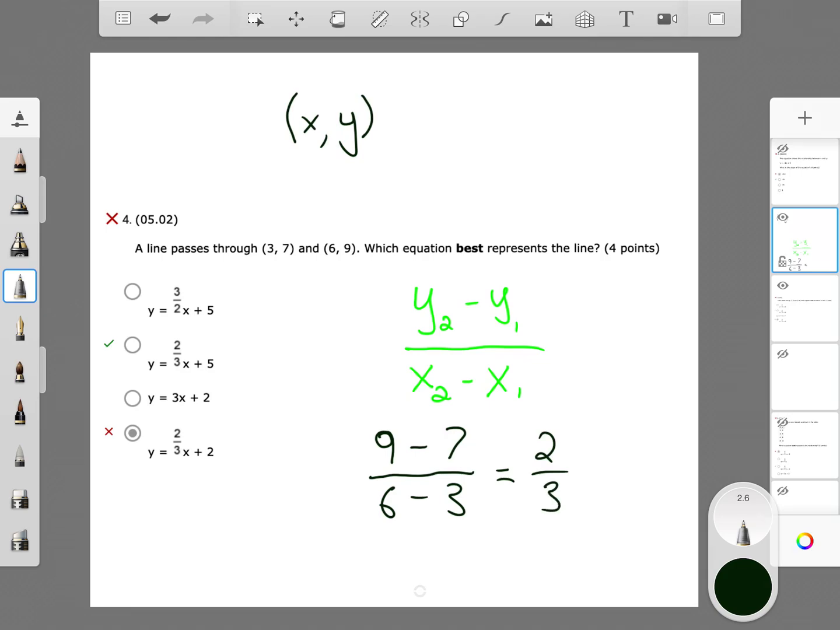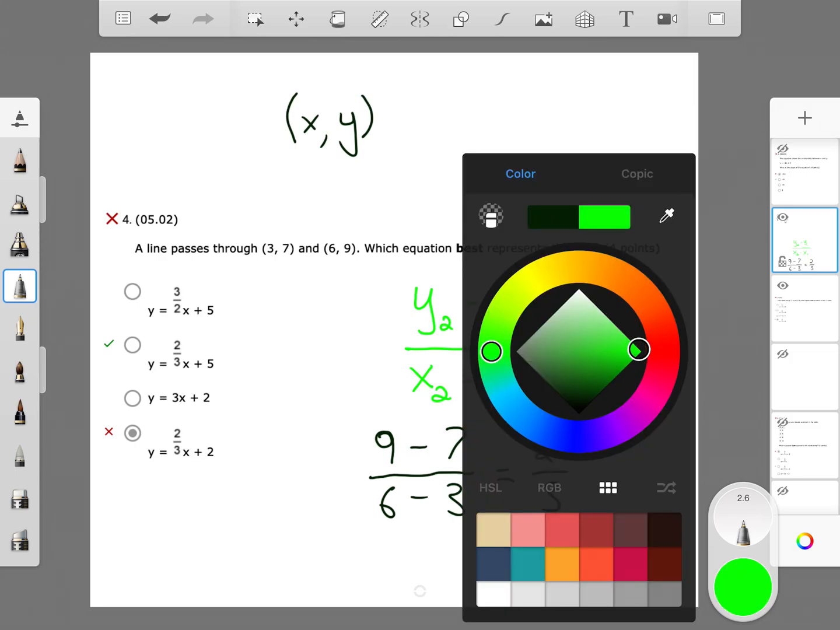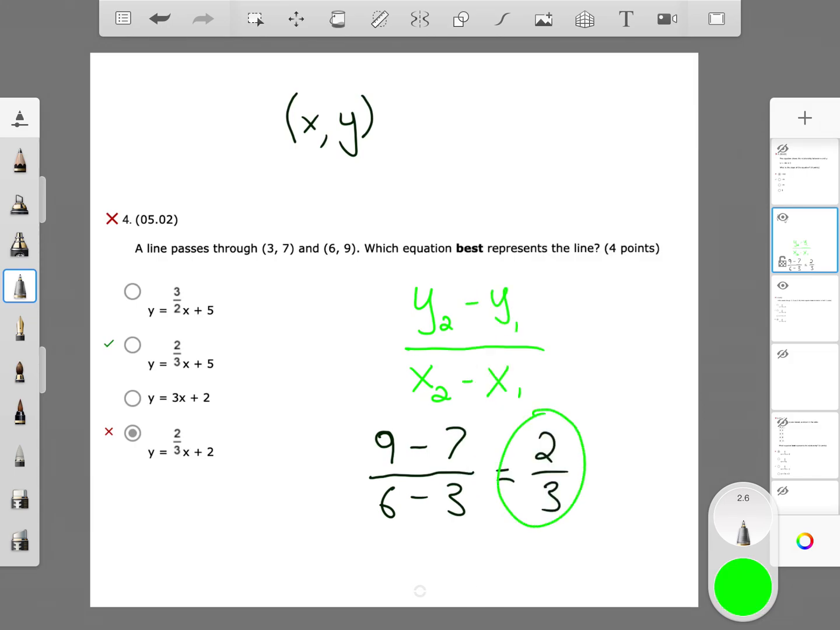And 2/3 is not a fraction that I can simplify. I can't reduce it. I can't clean it up at all. I can turn it into a decimal. It's going to be 0.66 repeating forever. That doesn't help me out. What helps me in this case is that now I know the slope of the line, and I can bring that over and compare it to all of these different options.